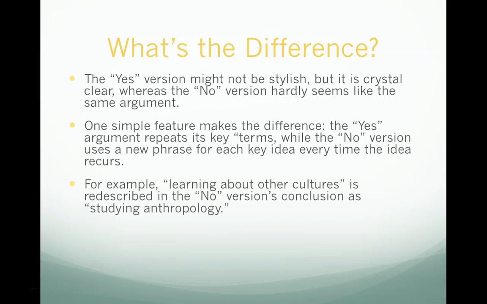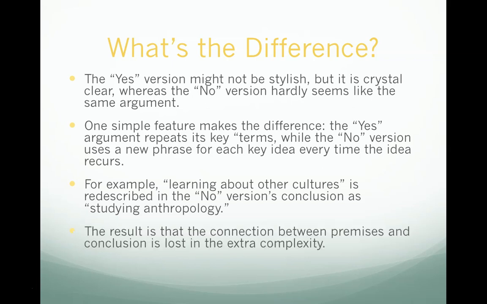For example, learning about other cultures is redescribed in the no version as studying anthropology, right? And this is a little bit more confusing than it need be. The result is that the connection between the premises and the conclusion kind of gets lost in the extra complexity. You may have not even really noticed what the premises in the argument are. Now, this complexity may be interesting, but notice that its interest comes at the cost of clarity.